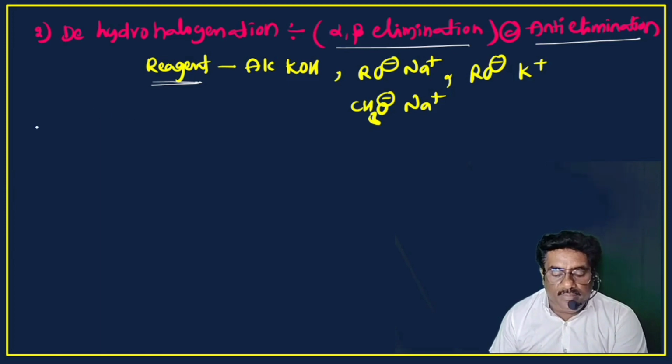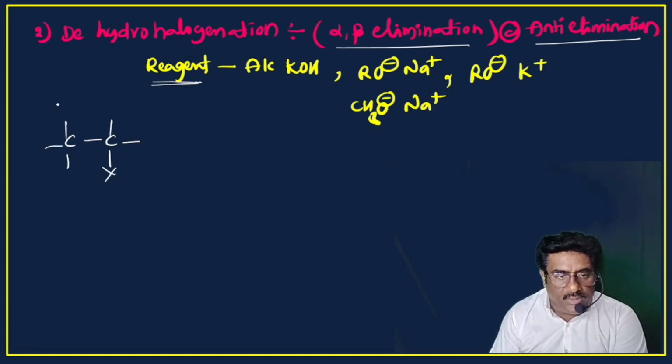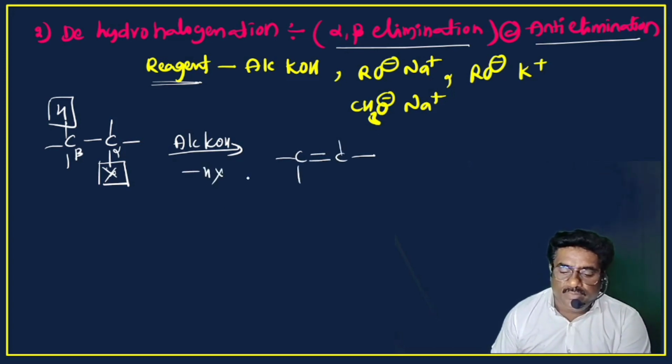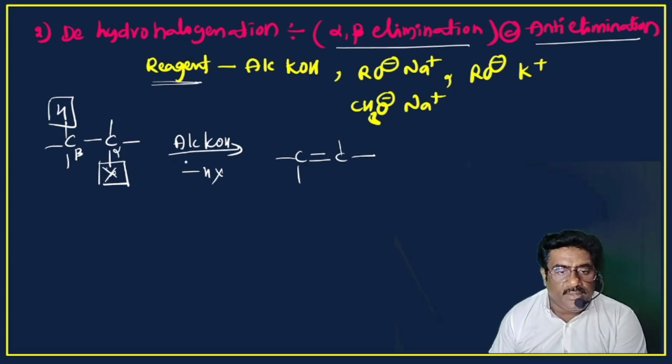So I am taking an example: carbon with carbon, halogen, and hydrogen. The carbon with the halogen is the alpha carbon, and the adjacent carbon is the beta carbon. In presence of alkali KOH, dehydrohalogenation, removal of halogen and hydrogen, it gives alkene minus HX. Yes, it is an alpha beta elimination.